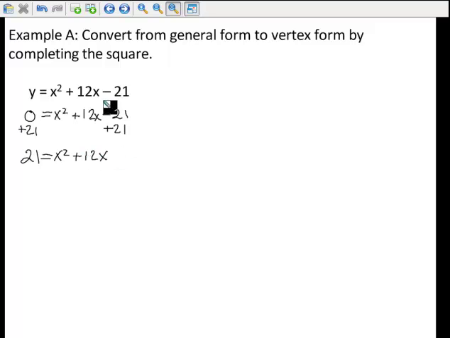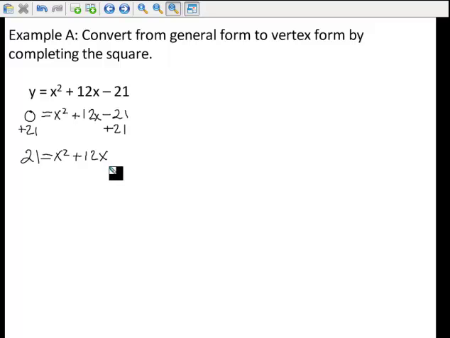And first of all, we should probably talk about, are there any whole numbers you know of that multiply to negative 21 and add to a positive 12? The fact that there are no nice numbers that do that, that's why we're using completing the square to answer this problem. If this were a problem where we could easily factor, then we would do that for sure.